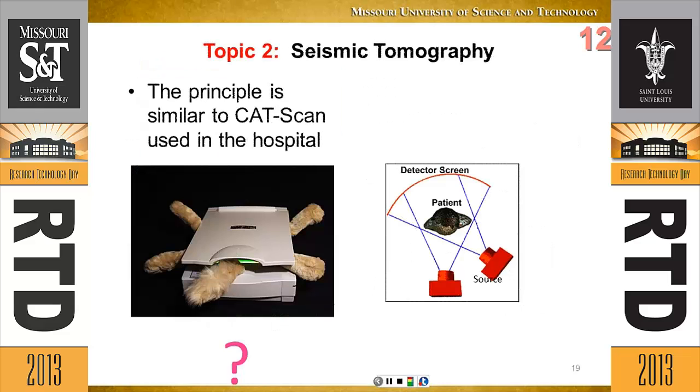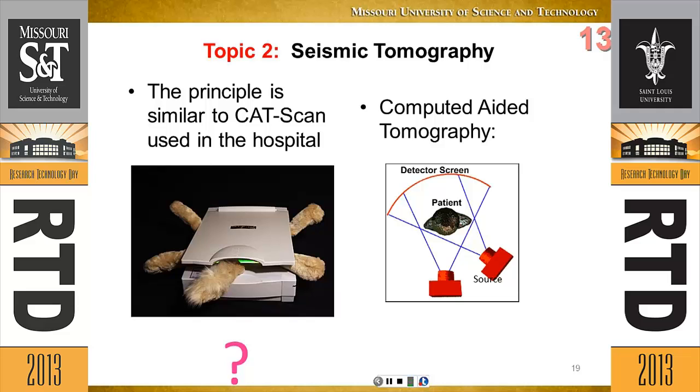Another one is called seismic tomography. We know CAT scan, as some of you have seen before. So what is a CAT scan? It's not scan CAT. It is computer-aided tomography. Most of you have been in the hospital, right? So you can see the patient here, and you have a source. That's an X-ray source. And you've got receivers here. That's a detector screen. So without opening up people's bodies, you can see what's going on inside, right?